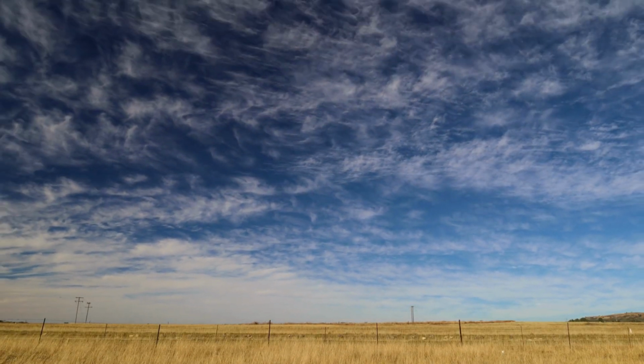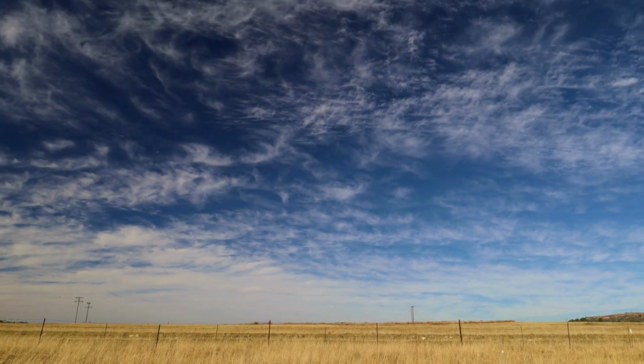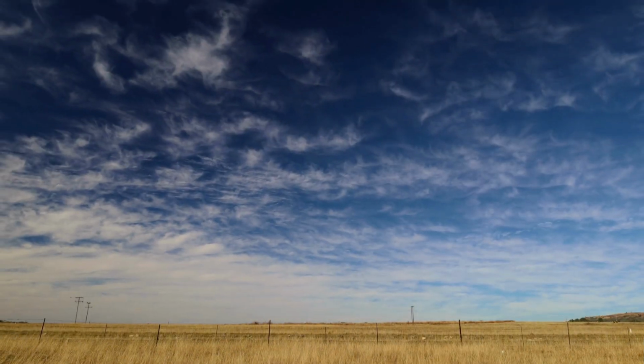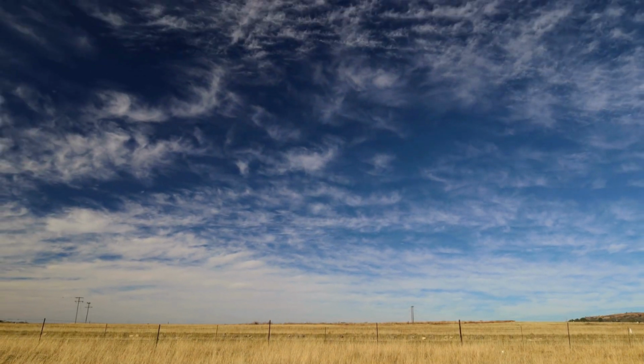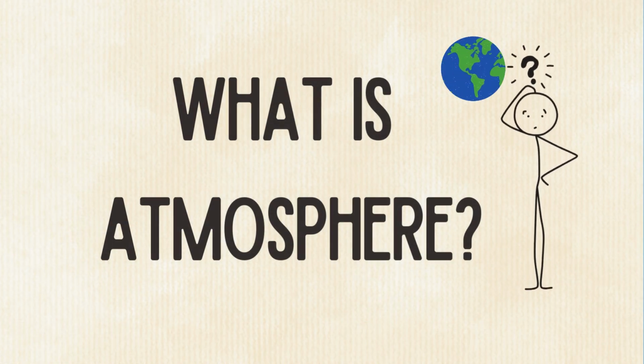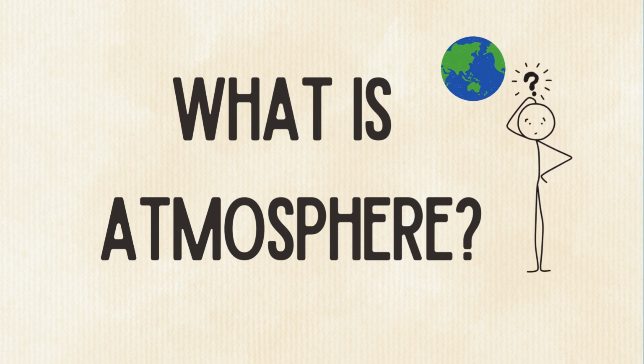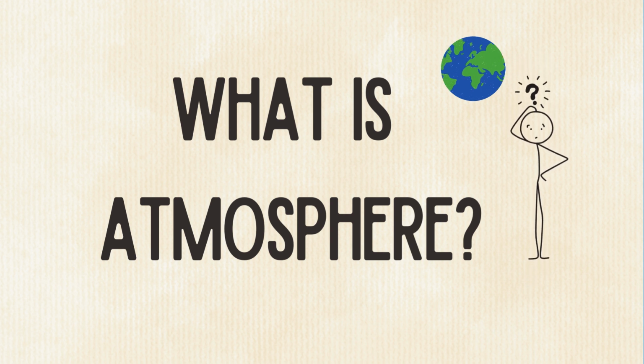Today we will look at another important topic, Earth's atmosphere. Here we will talk about the layers of the atmosphere, their characteristics and temperature variations. What is atmosphere? The atmosphere of Earth is a layer of gases surrounding the planet Earth retained by Earth's gravity. These layers of gases protect the Earth from the radiations and cosmic rays coming from outer space.